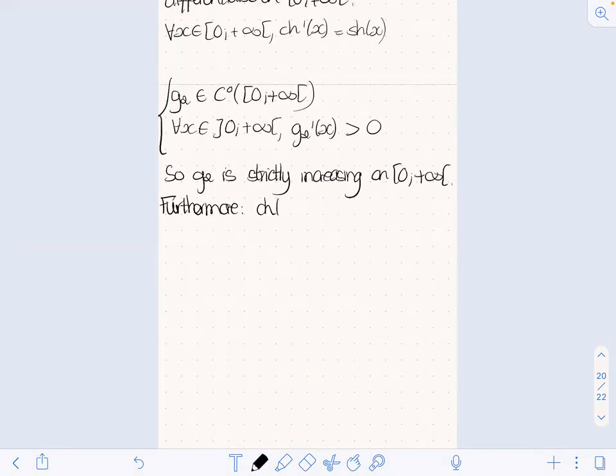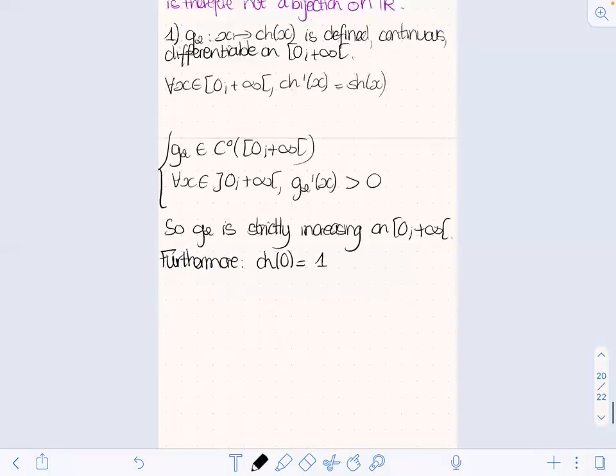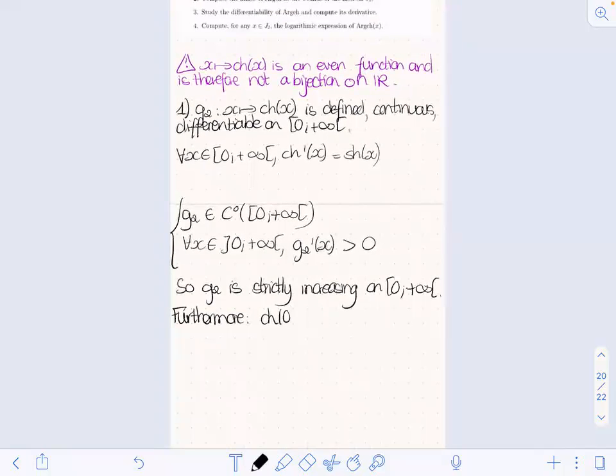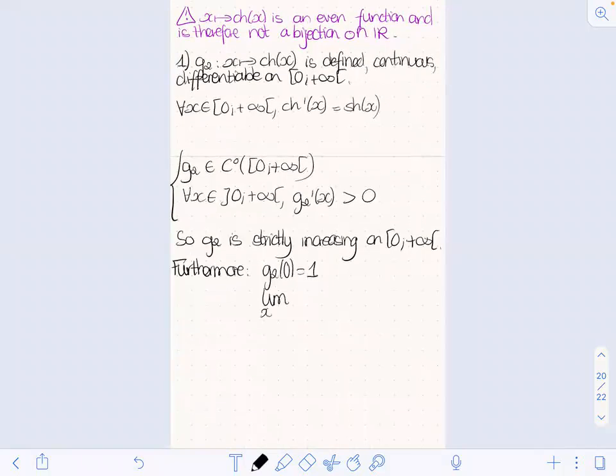remembering that ch of 0 is equal to 1. Or rather, if I use the notations that are above, G2 of 0 is equal to 1, and the limit when x goes to infinity of G2 of x is equal to plus infinity. So what's the image set of G2 on R plus? One to plus infinity. Yeah, absolutely.